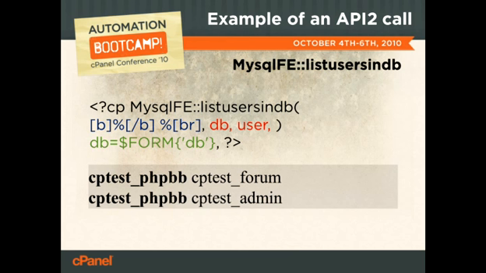I realize that's kind of complex, and if you look at sdk.cpanel.net/API2, you can see everything about how to write this syntax. Then afterwards, we have DB equals form DB, meaning that we want to pull in whatever get or post data was sent to the page called DB. And at the bottom, here's the output from that API2 tag.